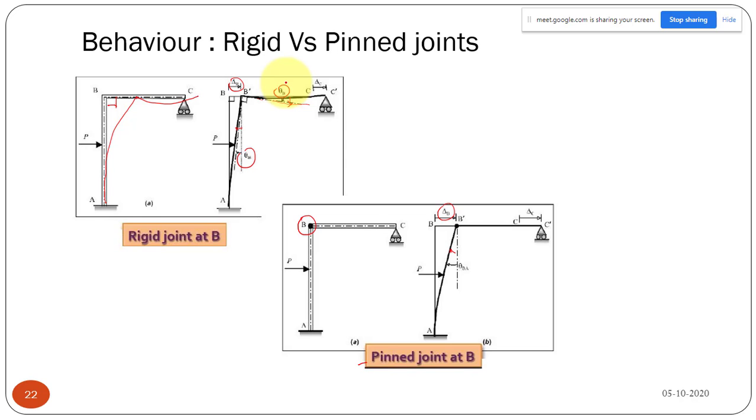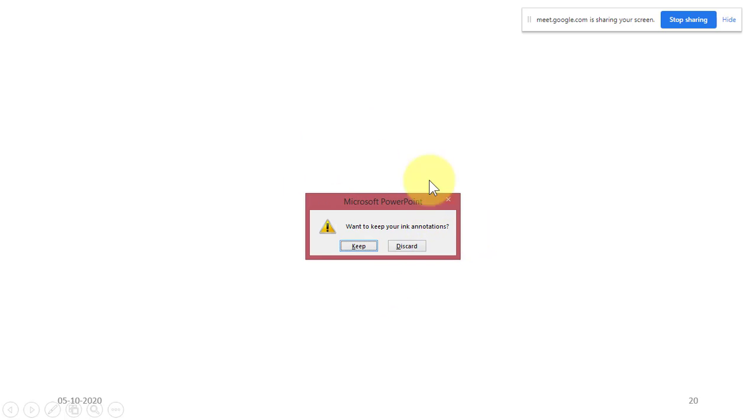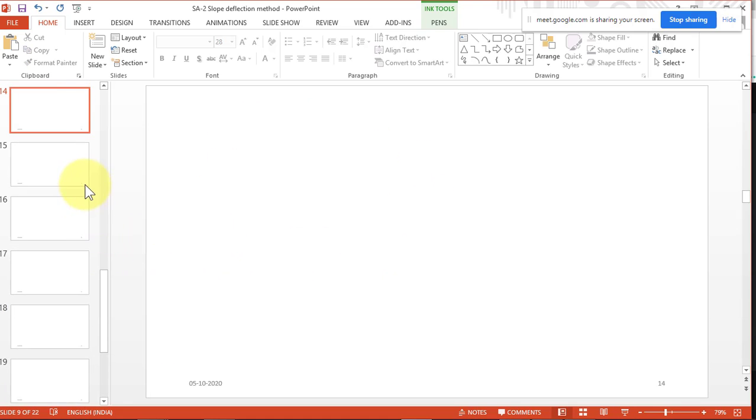So for a rigid joint, there won't be any relative rotation as well as relative translation. But when you come to a pin joint, there will not be any relative translation, but there will be relative rotation. The column is rotating, but the beam is not rotating. That is the meaning of the rigid joint or pin joint. So we'll come back to our slide here.